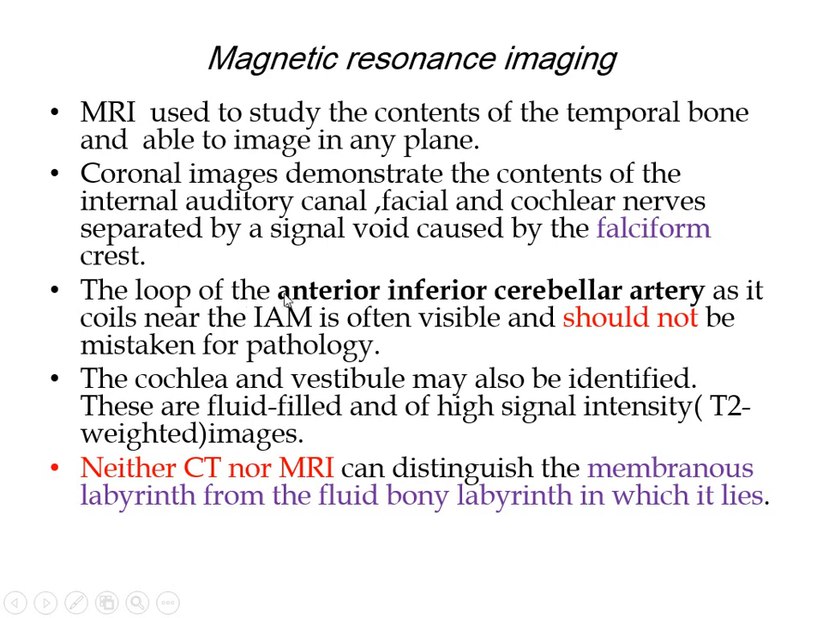The loop of the anterior inferior cerebellar artery, as it is coiled near the internal auditory meatus, is often visible and should not be mistaken for pathology. The cochlea and vestibule may also be identified, and these are fluid-filled with a high signal intensity on T2 weighted MRI. Neither CT nor MRI can distinguish the membranous labyrinth from the fluid in the bony labyrinth in which it lies.